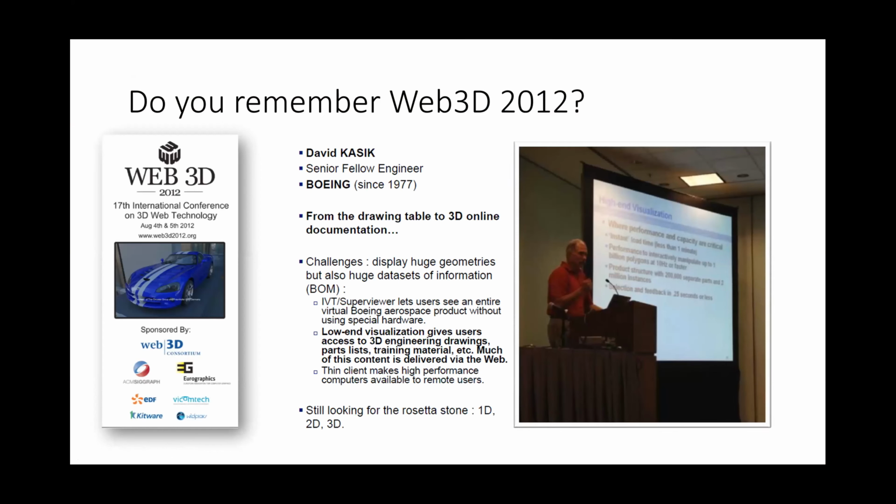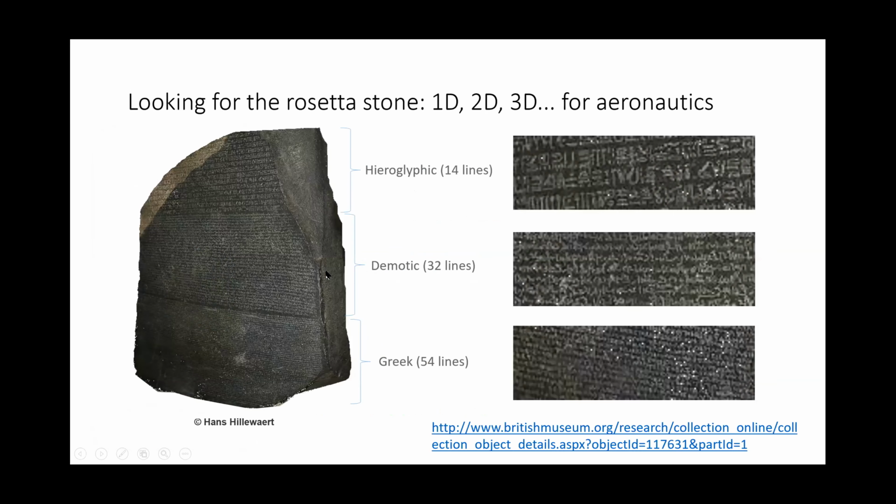So it's not a new challenge, but it's a huge one. We discussed that with David Kasik from Boeing. He was our keynote speaker at this time, and he was dealing with billions of data, and how the digital mockup, and now the digital twin, could deal with all this data in 1D, 2D, and even in 3D. So he mentioned the Rosetta Stone for all this data.